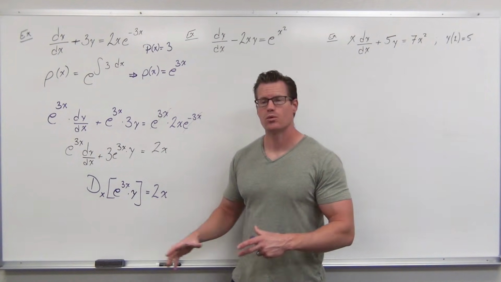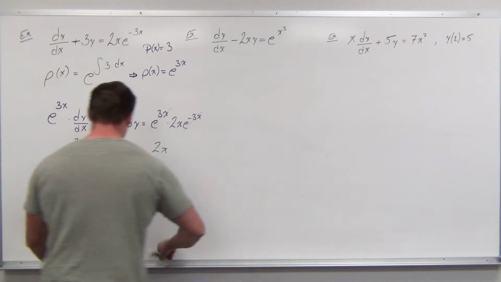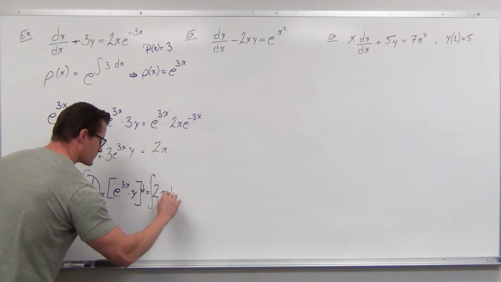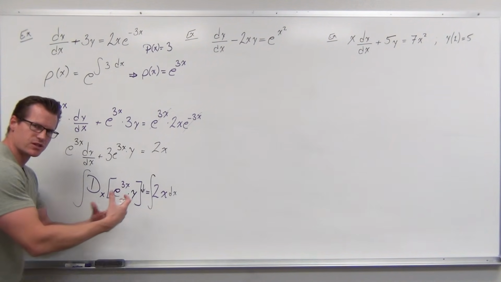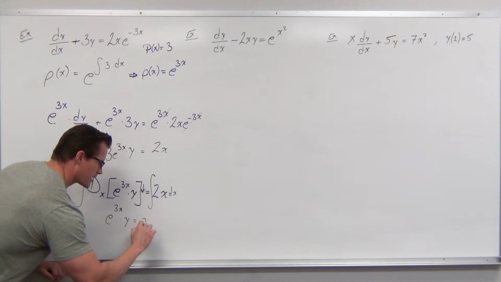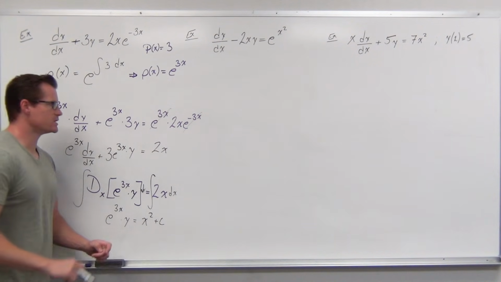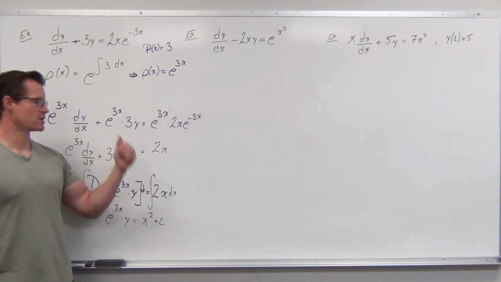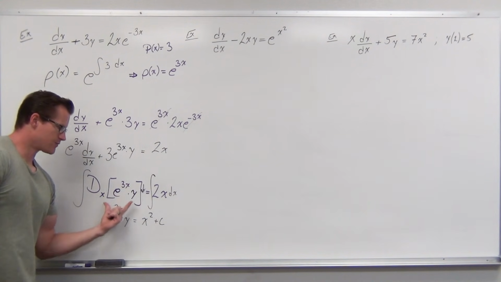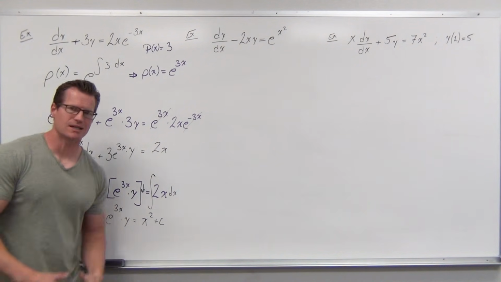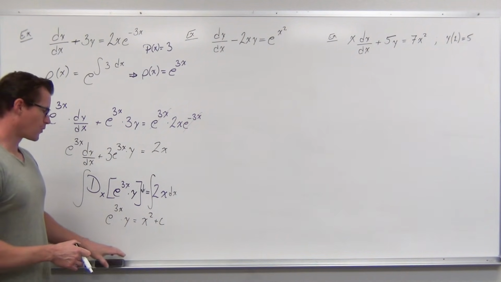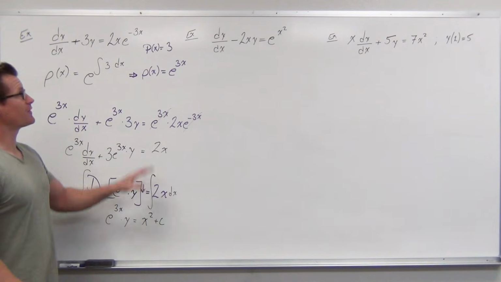Now, since we have an equation, we do it on both sides. Integrals and derivatives undo each other. We get e to the 3x times y equals x squared plus c. We talked about why we don't need a plus c on this one, and why we do here. If we had a plus c from this integral, we would just add or subtract it and get a different plus c. It doesn't really matter. Now, we can solve for c, and I would do it right now if I had an initial value.